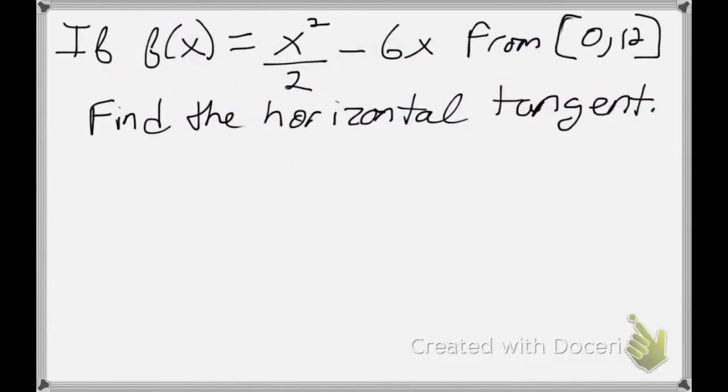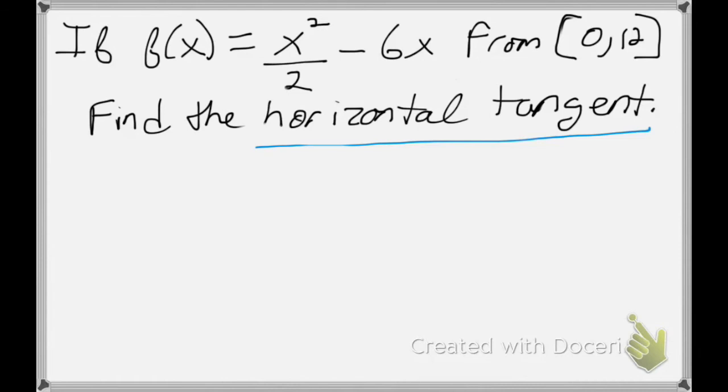Here's a sample Rolle's theorem problem. If f of x is equal to x squared over 2 minus 6x from 0 to 12, find the horizontal tangent. Okay, as we read horizontal tangent, you should automatically realize it could be dealing with Rolle's theorem. However, the conditions must be met first. Since it's a quadratic function, and there are no restrictions on x values, it's all real numbers, and therefore the function is defined, continuous, and differentiable in the given interval.